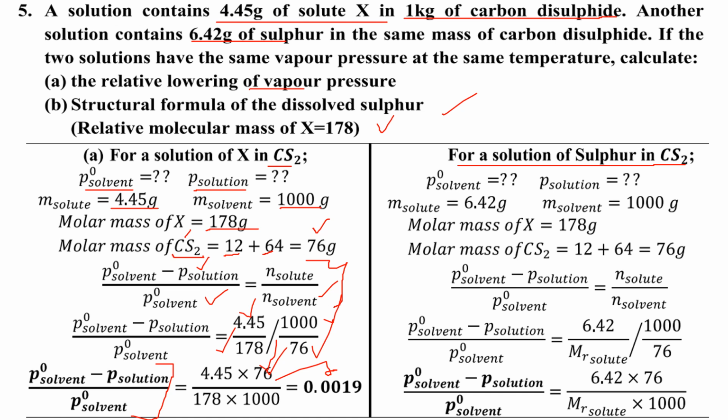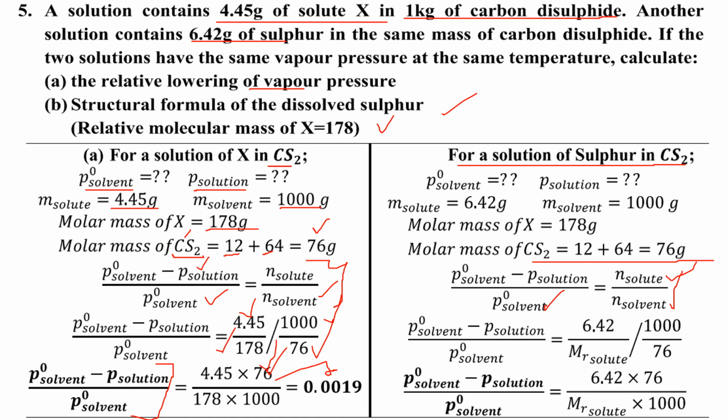Now if you look at a solution of sulfur in carbon disulfide, you are also going to consider some data. You have to recalculate the value of the RFM because these marks are distributed equally. So you recall the same formula: change in vapor pressure divided by the vapor pressure of the solvent should be equal to the mole fraction of the solid divided by the mole fraction of the solvent.